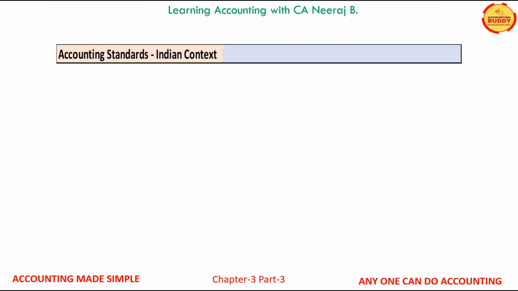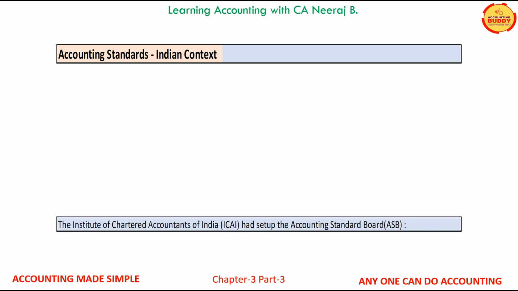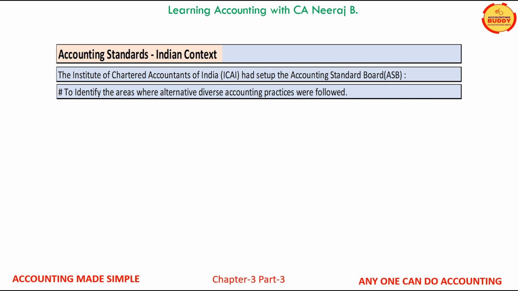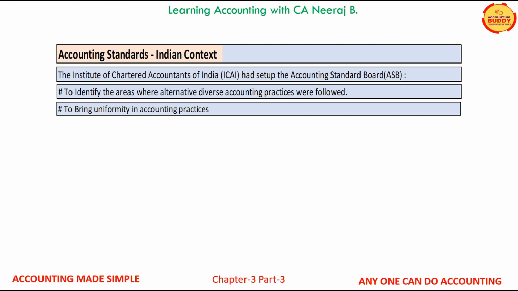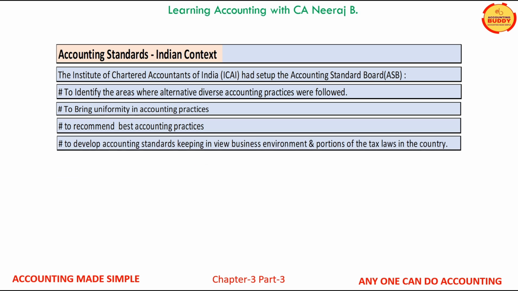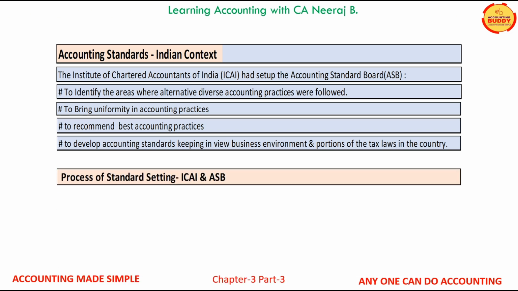Let us learn few facts about accounting standards from Indian context. The Institute of Chartered Accountants of India had set up the Accounting Standards Board, ASB, with the following objectives. Number one, to identify the areas where alternative diverse accounting practices were followed. Number two, to bring uniformity in accounting practices. Number three, to recommend best accounting practices. And number four, to develop accounting standards keeping in view the business environment and relevant portions of the tax laws in the country in order to facilitate the accounting which is in line with the relevant tax laws in the country.